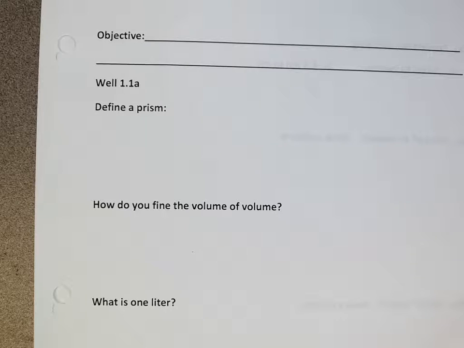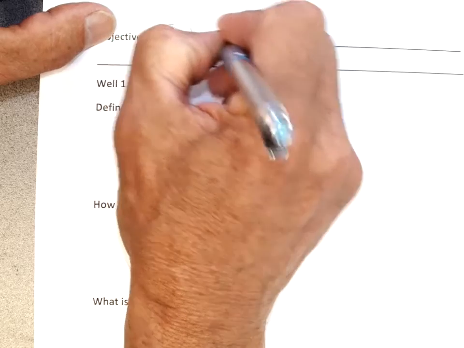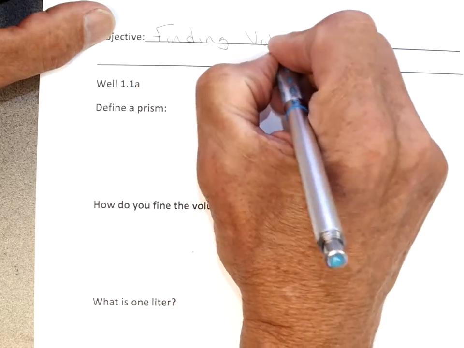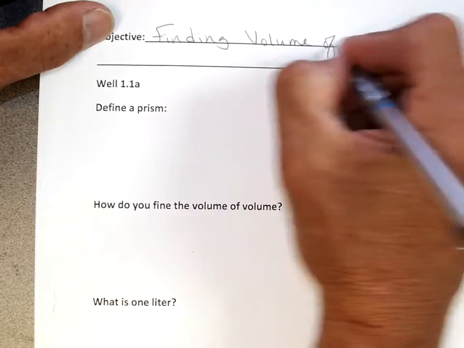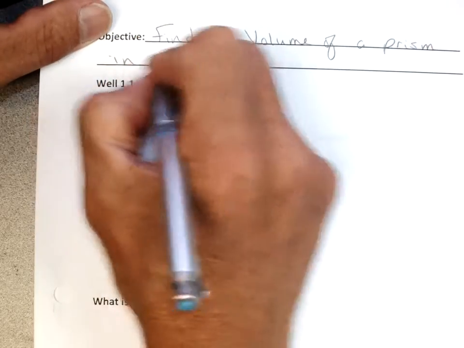Okay, so here's the objective for today. Let me grab my pen and pencil. Today's objective has to do with finding the volume of a prism in metrics.